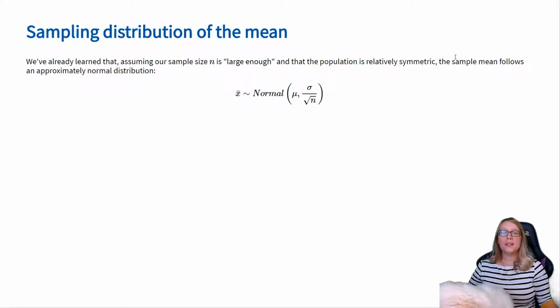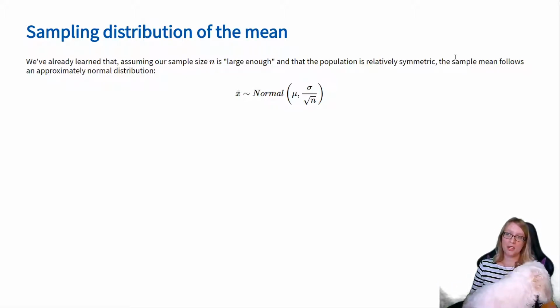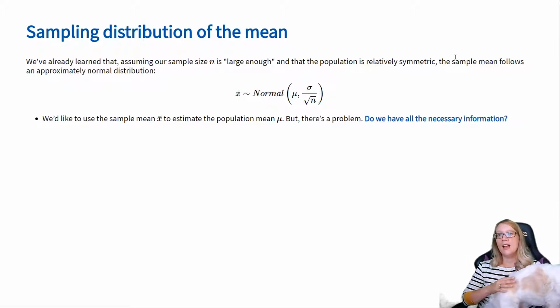So let's start with the sampling distribution of the mean. We've already learned that assuming our sample size is large enough and the population is relatively symmetric, the sample mean follows an approximately normal distribution. Now, if we know the population standard deviation sigma, well then we can say that the sample mean follows this normal distribution and we can do calculations with it fairly simply.